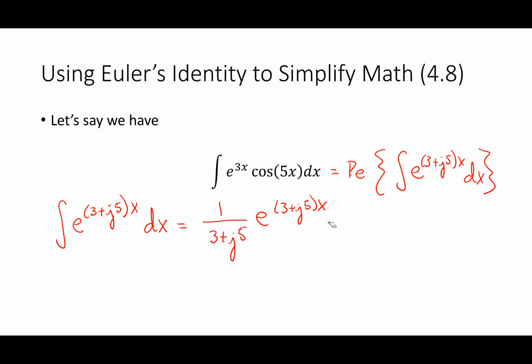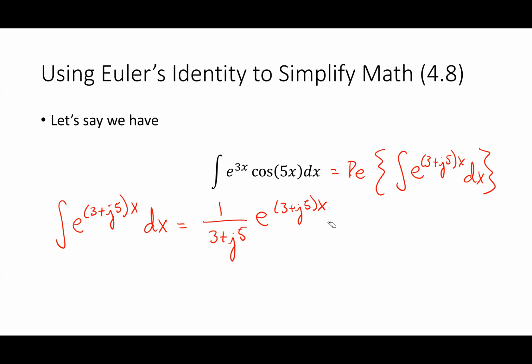The thing is, if I said the real part of that is the answer, that is correct. The real part of that is the answer. But I want you to convert that to a trig function. So how do I do that?